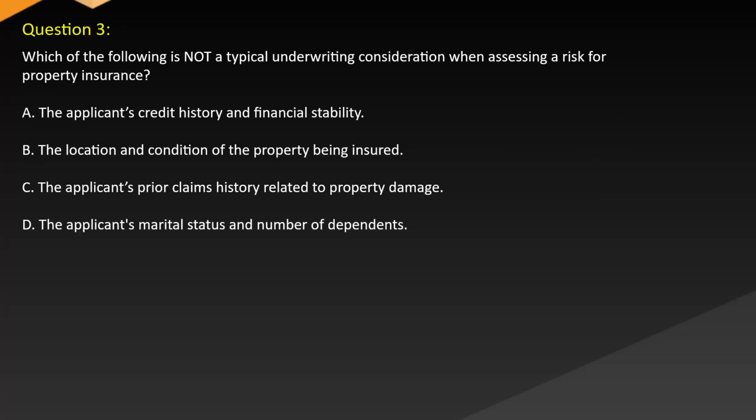Question 3. Which of the following is not a typical underwriting consideration when assessing a risk for property insurance? A. The applicant's credit history and financial stability. B. The location and condition of the property being insured. C. The applicant's prior claims history related to property damage. D. The applicant's marital status and number of dependents.